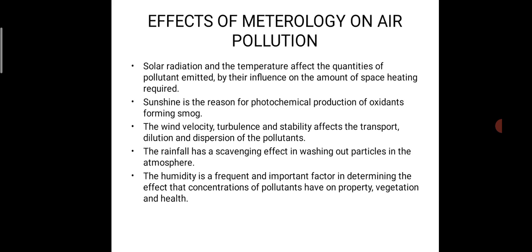The rainfall has a scavenging effect in washing out particles in the atmosphere. The humidity is a frequent and important factor in determining the effect that concentrations of pollutants have on property, on vegetation, and on the health of humans and the environment.